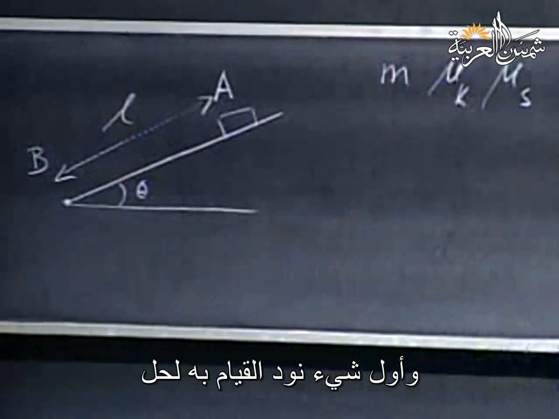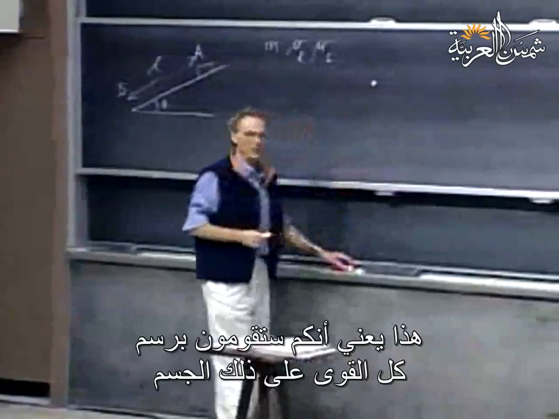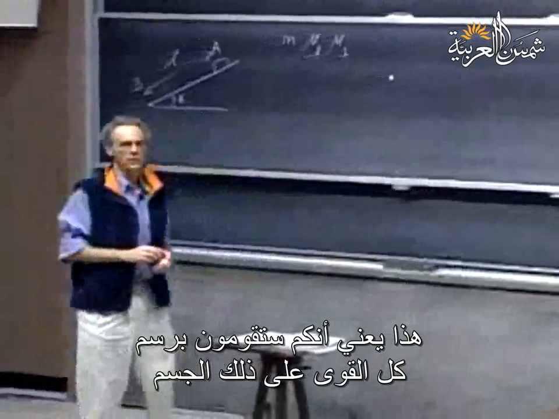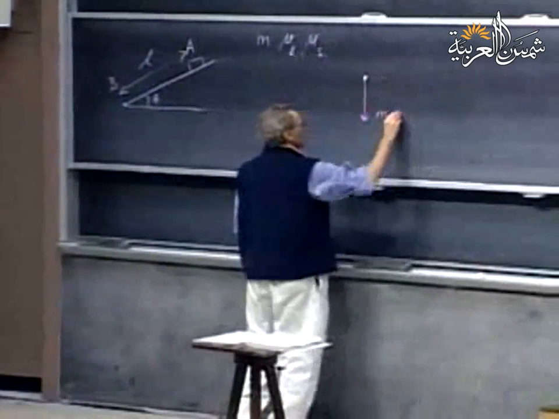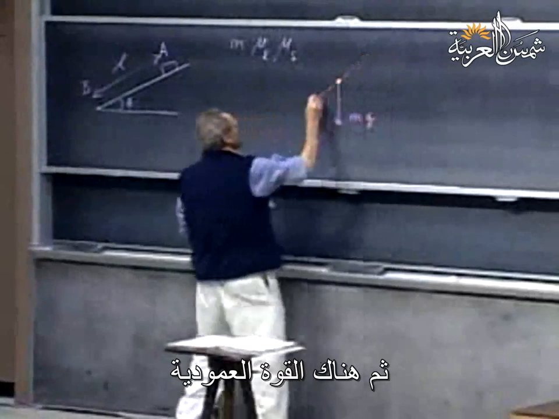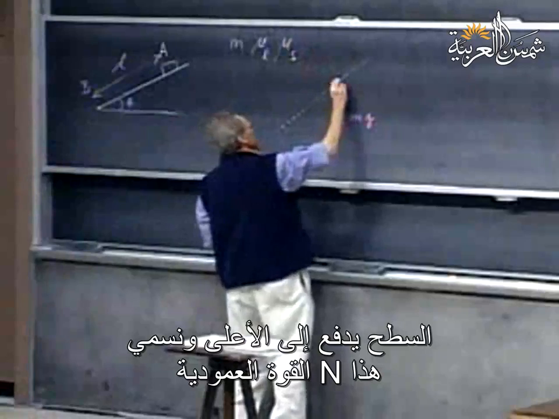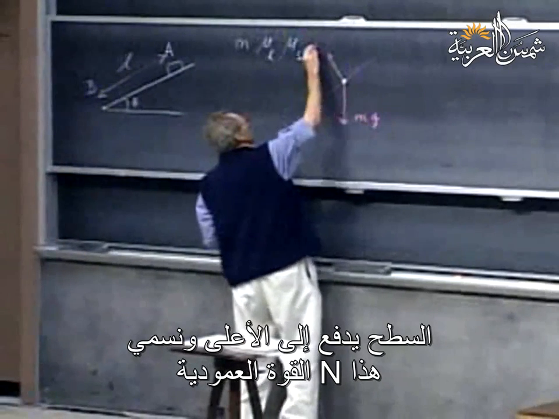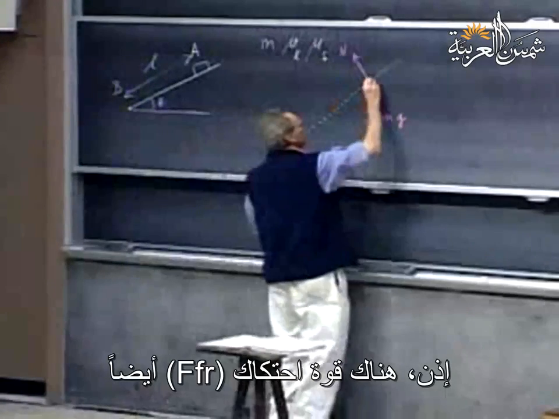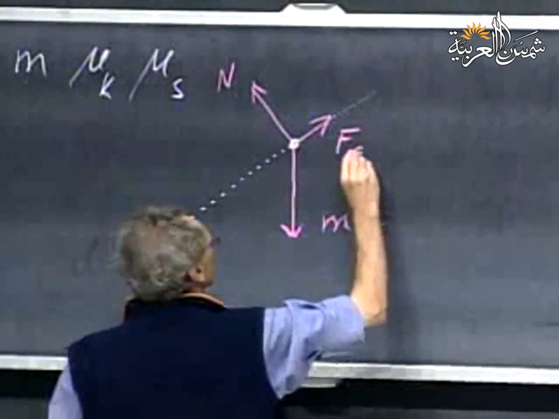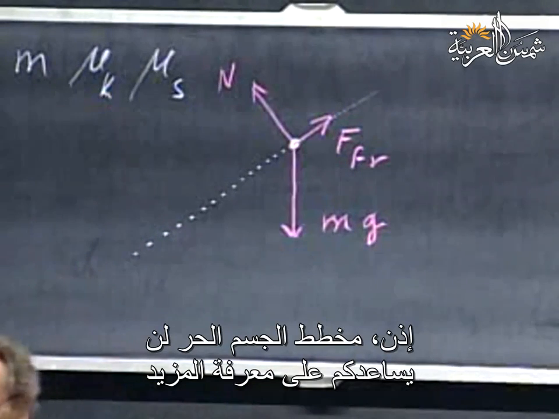The first thing that you want to do with a problem like this is make what we call a free body diagram. That means you want to draw all the forces on that object. Clearly there is gravity, which is mg, and then there is the normal force perpendicular to the surface. The surface pushes up, and we call this N, the normal force. The object wants to slide down. Friction holds it up, so there is also a frictional force. And these are the only three forces that are on it. So for a free body diagram, you want no more.